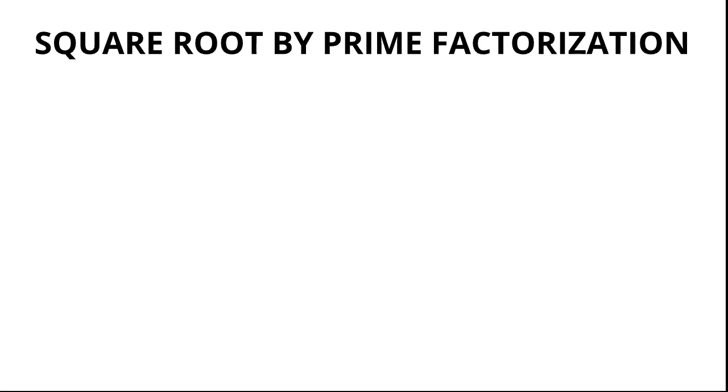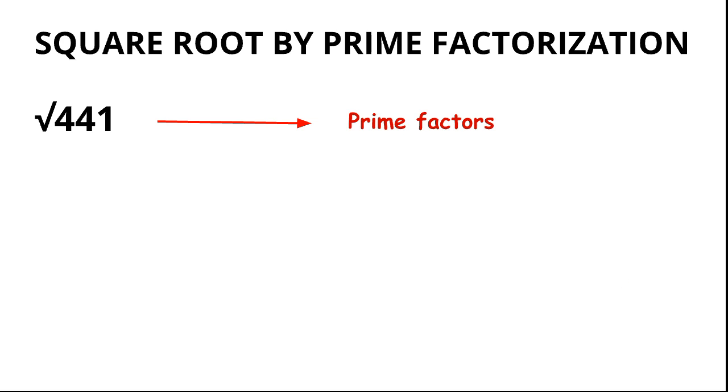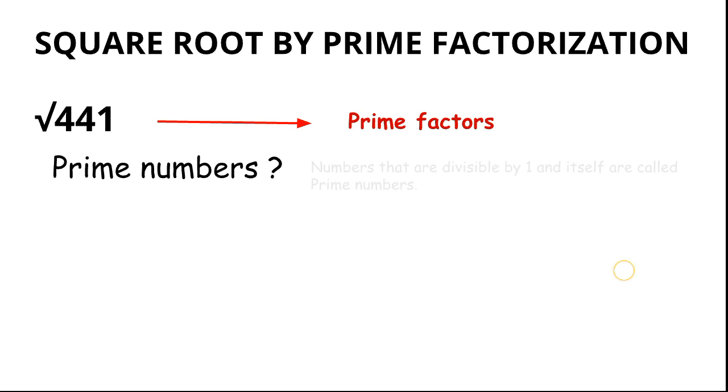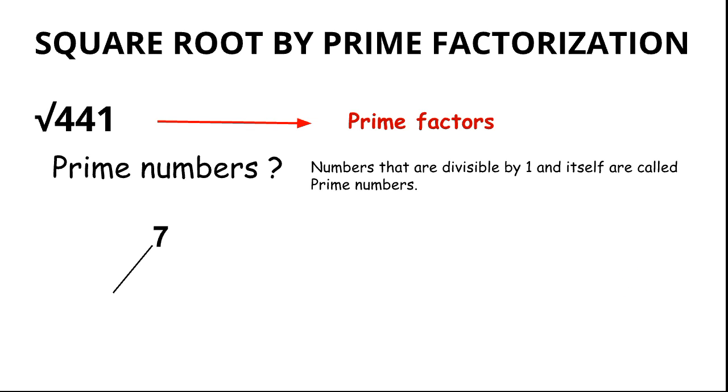Now let us see how to find out the square root of a number by using prime factorization method. Here we are finding out the square root of 441 by using prime factorization method. It's quite simple. Just we have to write 441 as the product of its prime factors. Before that, let us recall what are prime numbers. The numbers that are divisible by 1 and itself are called as prime numbers. For example, if you take 7, 7 is divisible only by 1 and 7. It has only two factors 1 and 7. So it's called as a prime number.